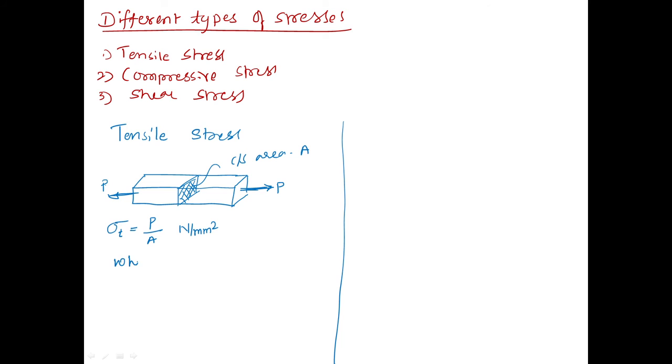Now where P is the applied load, either in Newton or in kilonewton. A is the cross sectional area, either in meter square or mm square. So in tensile stress, what happens? The length of the component is going to increase. You can say it is subjected to the tensile stress.